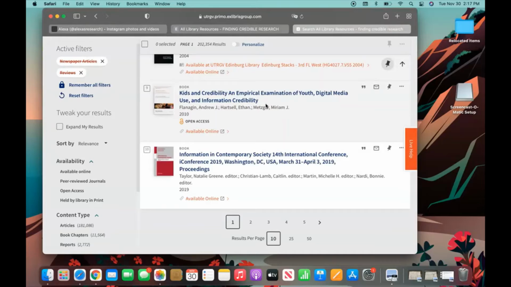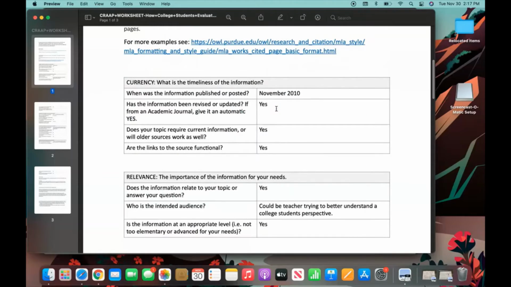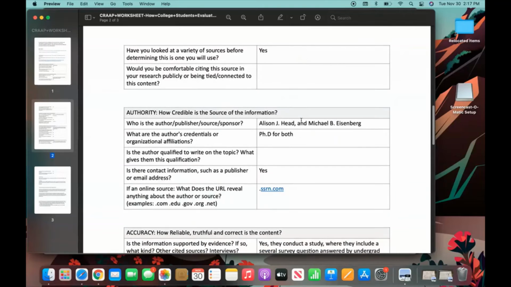The second example that has helped my research process was the crap sheets. And I will show you one right here. This is the crap sheet for one of my sources, how college students evaluate and use information in the digital age. The crap sheet breaks down the source from the authors all the way down to what they claim in the article. So as we can see here, it's asking for the date that it was published. Is it answering your question?